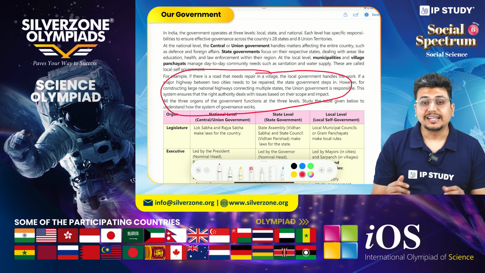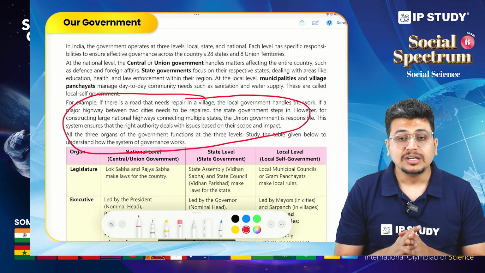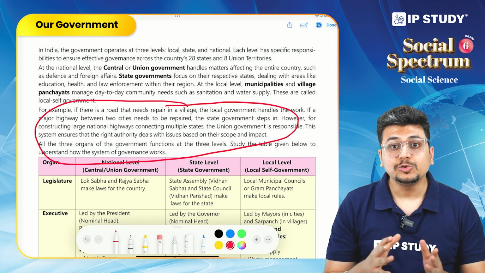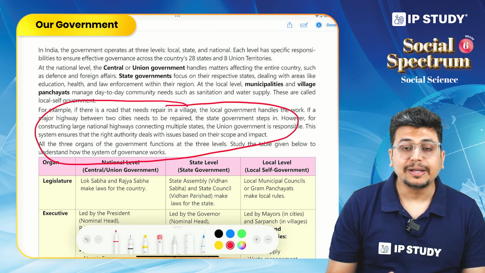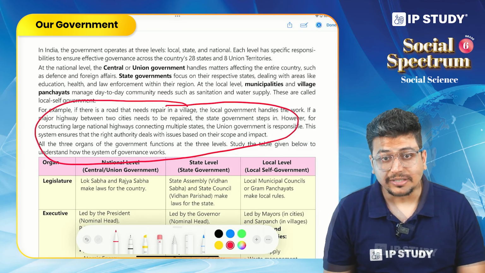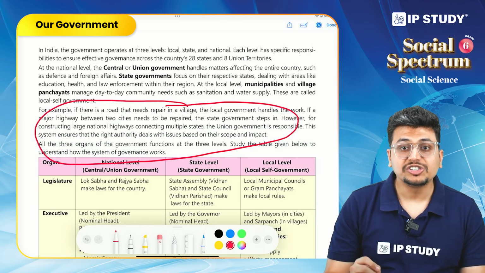And yes, there are some roads which are there for the entire country. Basically, those roads which are connecting two states. Now such roads are national highways and they are maintained by the central government. So you can see the purpose dictates whose function it is.